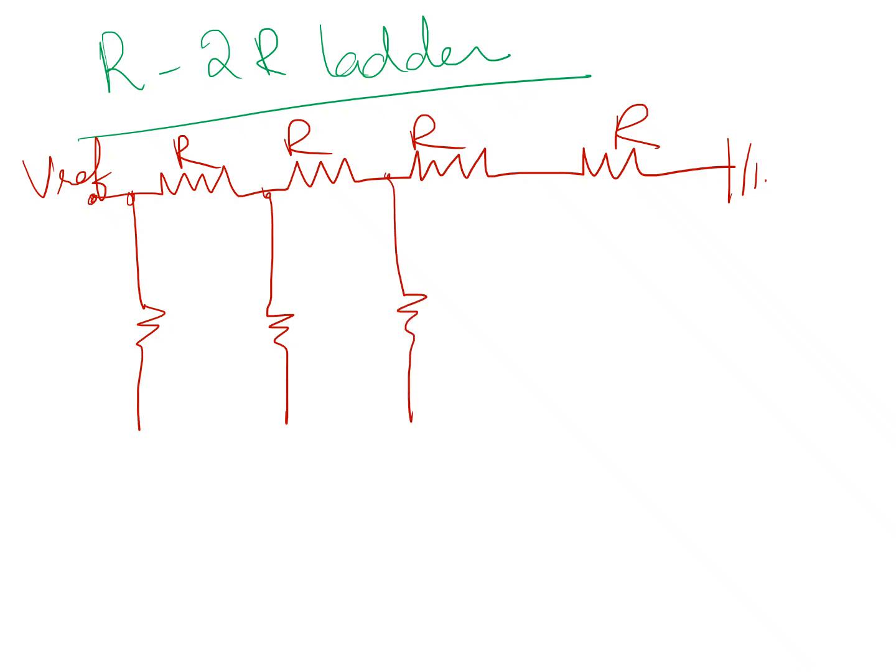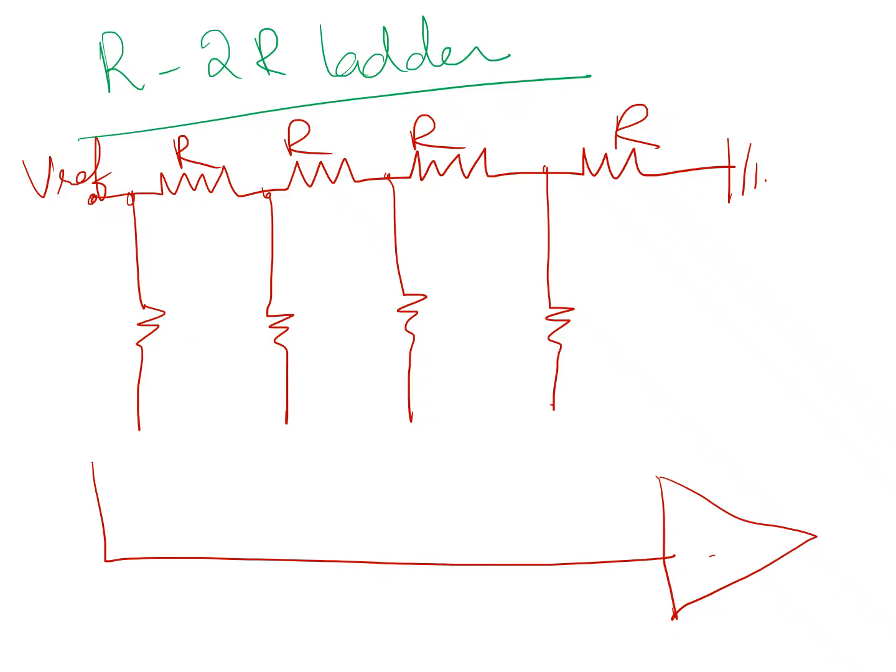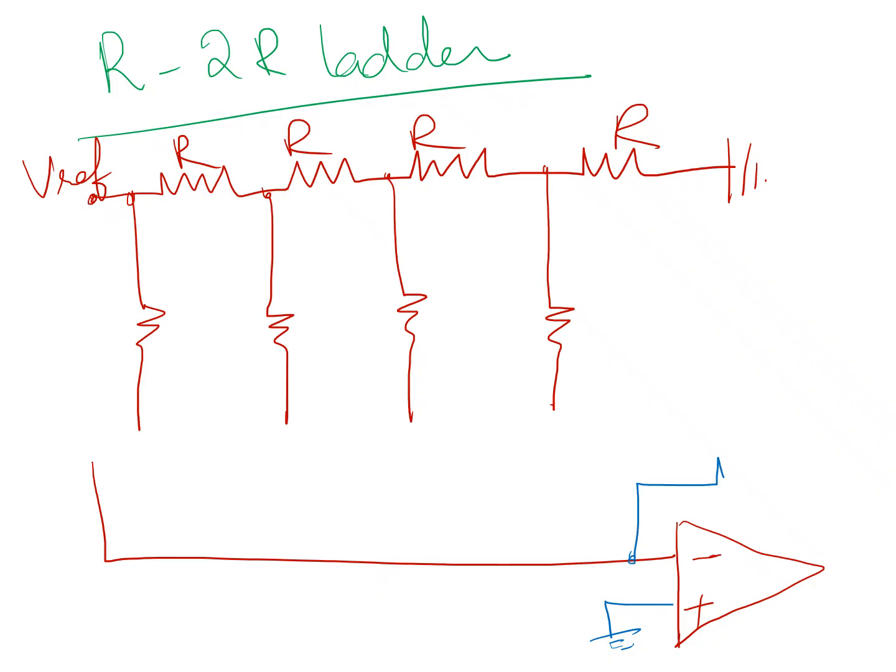Why the name R to 2R? What I am now drawing is a 4-bit R to 2R ladder. An op amp here with an RF.